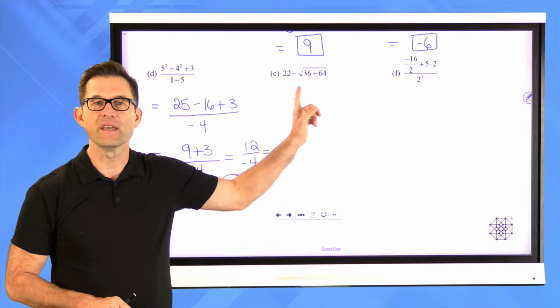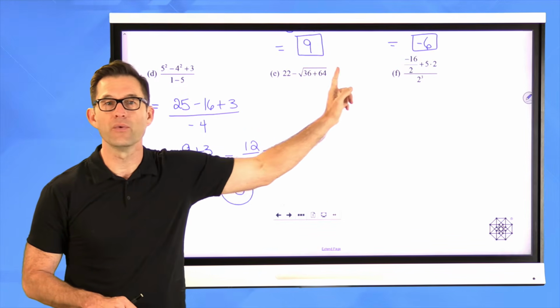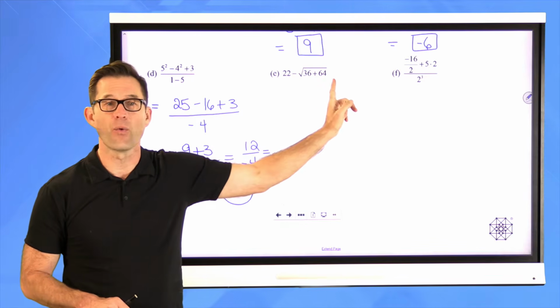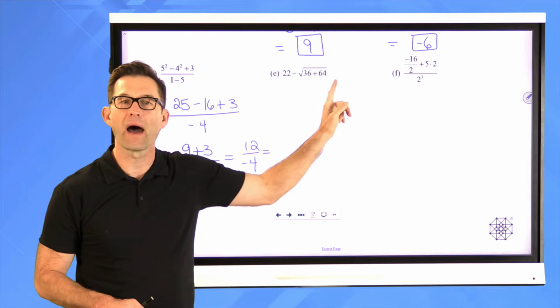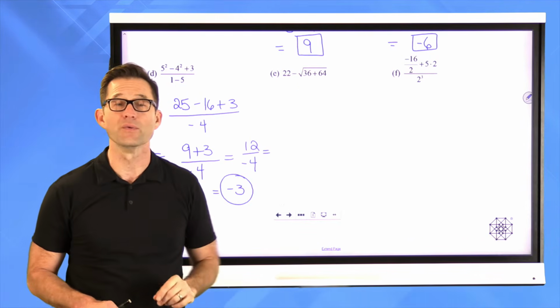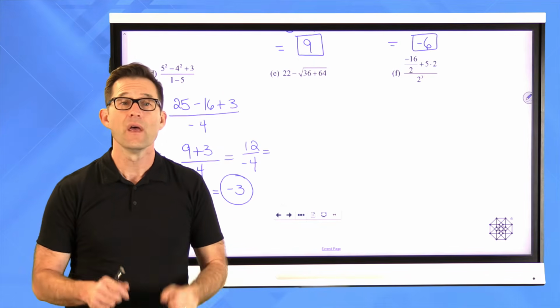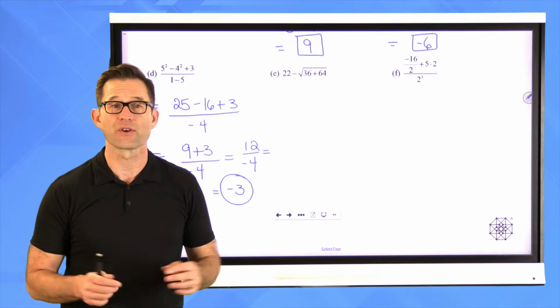Take a look at letter E. Here we finally have a square root involved. We have 22 minus the square root of 36 plus 64. And just like numerators of fractions, we want to think about there being parentheses within this quantity under the square root. So we want to do that addition first. Then we want to find the square root. And after we do that, we want to do the subtraction.